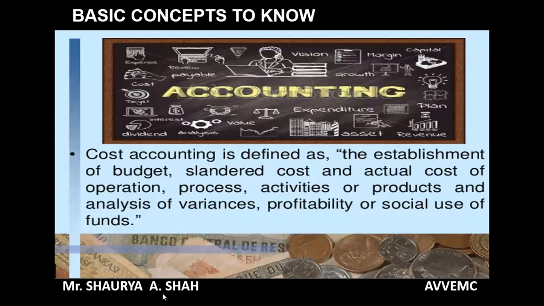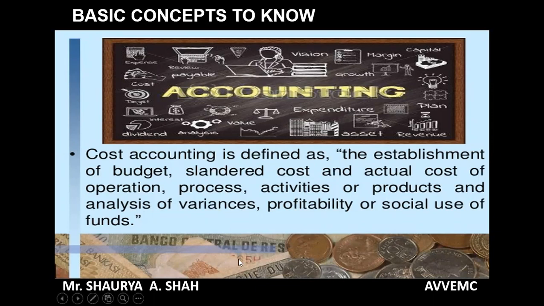So dear students, cost accounting is defined as establishment of budget, standard cost and actual cost of operation, process, activities or products and analysis of variances, profitability or social use of funds, right? So cost accounting includes first of all the determination of budget, the standard cost and the actual cost of operation, the process behind that and all the activities related to production, maybe it is material, maybe labor, maybe any kind of services, all those are available.